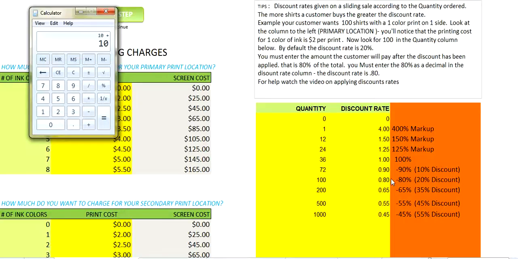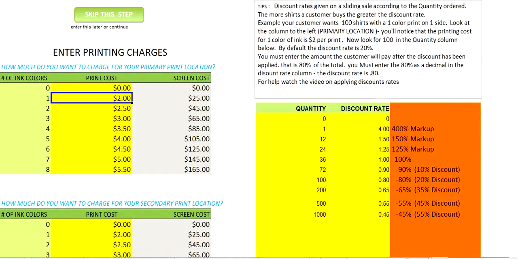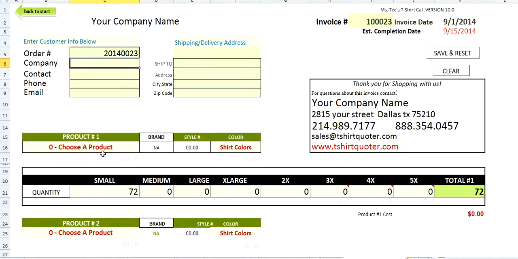So just remember, when you're doing markups, you're going to charge not the actual discount, 20% discount, but the amount that you're going to pay once you've gotten the discount. So if it's $100 and it's a 20% discount, you're going to put in the 80% in this area. And I hope you guys understood that. Now I'm going to show you where it really takes effect. It's going to be over here when we go into the calculator.